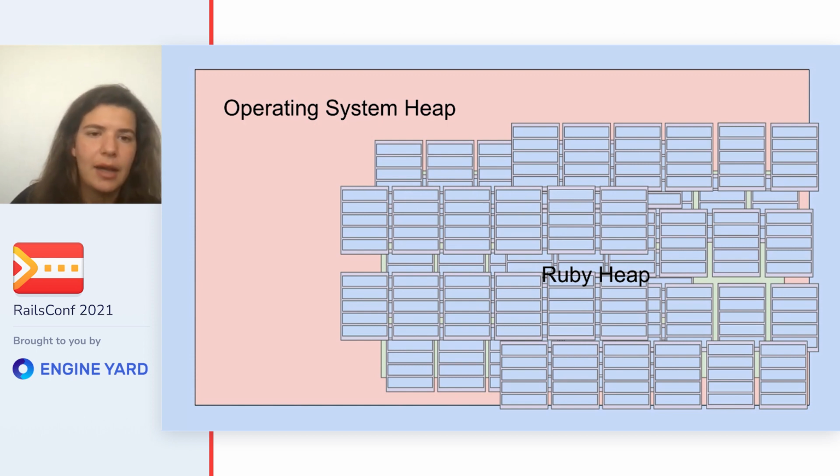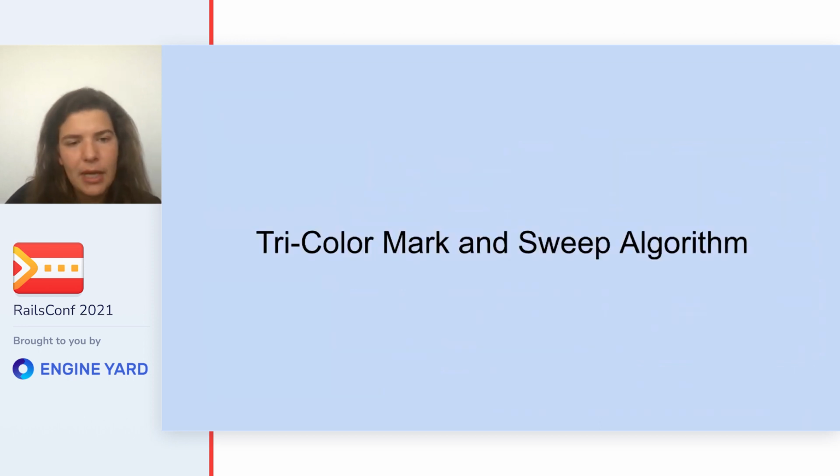We know I didn't actually have this situation where there was a crazy huge Ruby heap that was flooding the operating system heap and more. And why not? It's because Ruby uses this tricolor mark and sweep algorithm to do its garbage collection. So let's walk through exactly what that algorithm is doing.